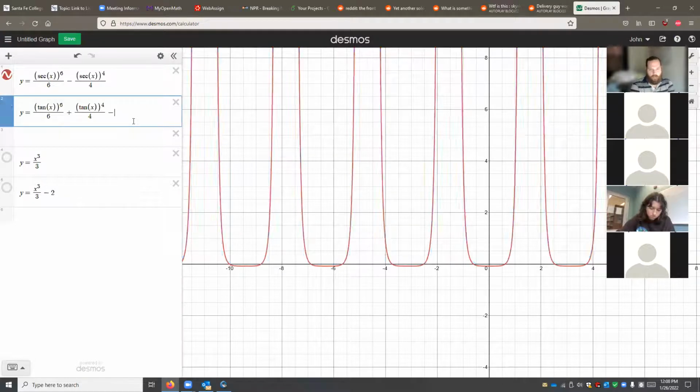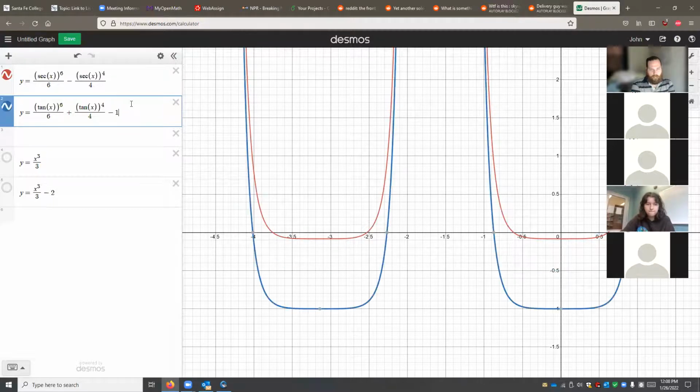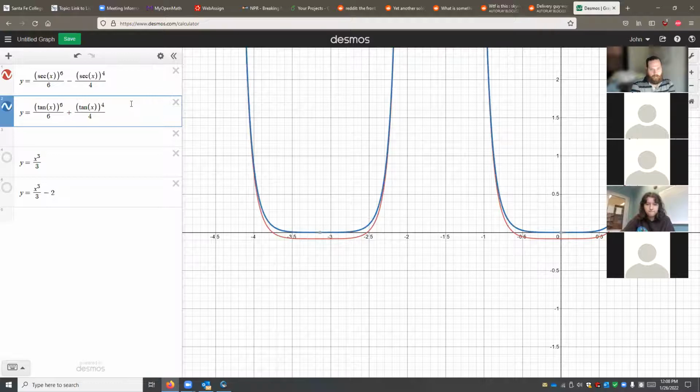If I shift, oh, it's not 1, it's some other constant. Yeah, I wonder what that constant is. It looks like it's actually quite small. I bet it's 1/24. Is that it? No, still too high. Yeah, I'm not sure what it is.